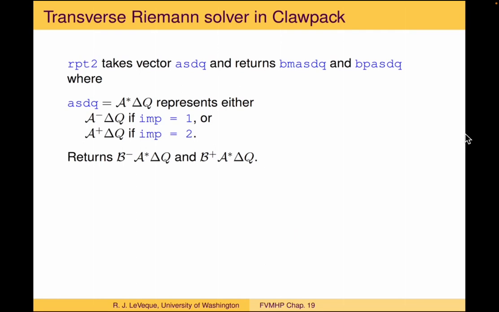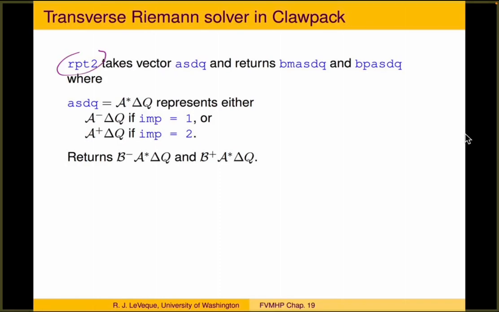So the way that the subroutine is actually written, this RPT2 takes as input something called ASDQ, which is supposed to represent A star delta Q, where the star can be either minus or plus, and there's another parameter that gets passed in, this IMP, that has the value either 1 or 2 to indicate whether ASDQ represents the left-going fluctuation or the right-going fluctuation. And then it returns B minus A star delta Q and B plus A star delta Q.